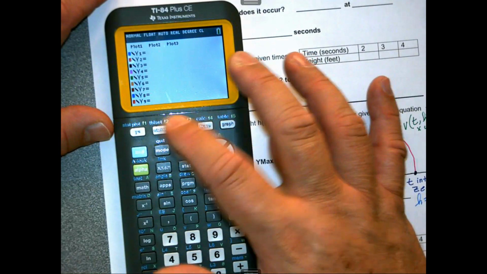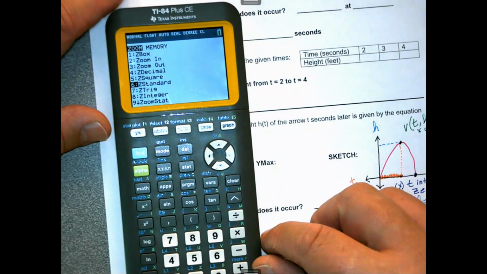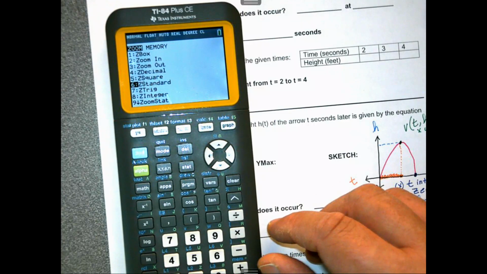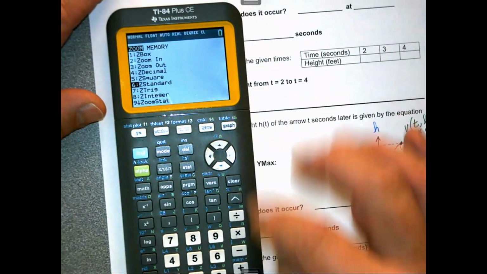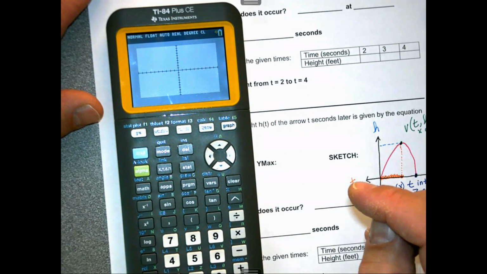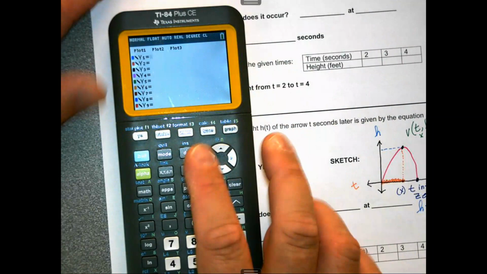Go to your zoom. Make sure you hit zoom standard, bring your graph back to your default settings. The scales from -10 to +10, right? So go to zoom standard, and there's my standard graph. And then put your equation in.